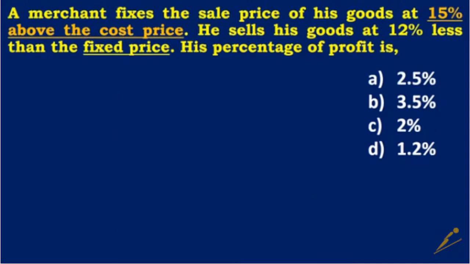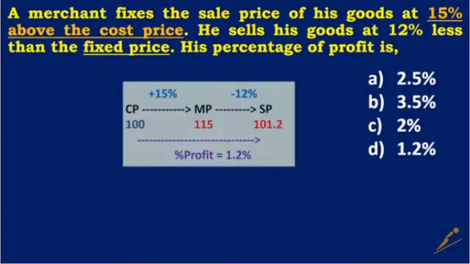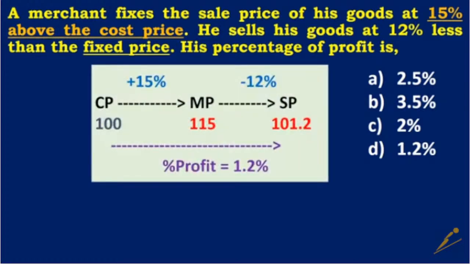Example 3. A merchant fixes the sale price of his goods at 15% above the cost price. He sells his goods at 12% less than the fixed price. His percentage of profit is, let's assume that the cost price of the goods is 100 rupees. If a merchant fixes 15% above the cost price, which is 115 rupees, he sells his goods at 12% lesser than the fixed price. That is, 12% of 115 is 13.8.